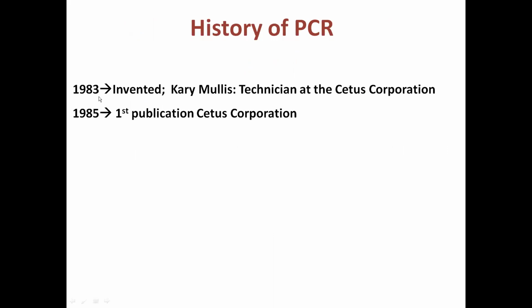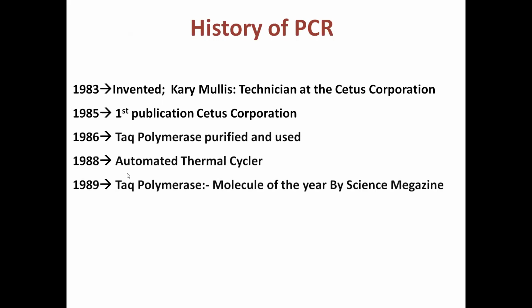It was invented in 1983 by Kary Mullis, who was a technician at the Cetus Corporation. The first paper based on the PCR was published in 1985 by the Cetus Corporation. In 1986, the Taq polymerase, the enzyme purified from Thermus aquaticus, was used for the PCR. In 1988, whatever was going on manually in the 3 incubation steps was given a machine shape, and we got the automated thermocycler that we call the PCR machine today.